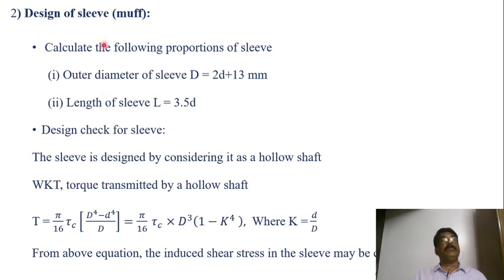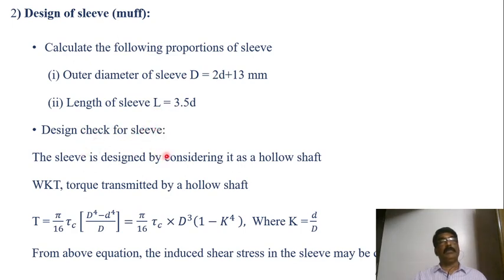Next step is design of the sleeve or muff. First of all, you will have to select the proportions of the sleeve. That is the outer diameter of the sleeve D equals 2d plus 13 mm, and the small d is nothing but the diameter of the shaft. Its value is obtained in the previous step. And the second proportion is the length of the sleeve, that is L equals 3.5d, and by substituting the diameter of the shaft, we can find out the outer diameter of the sleeve as well as the length of the sleeve. Now you will have to check for these dimensions.